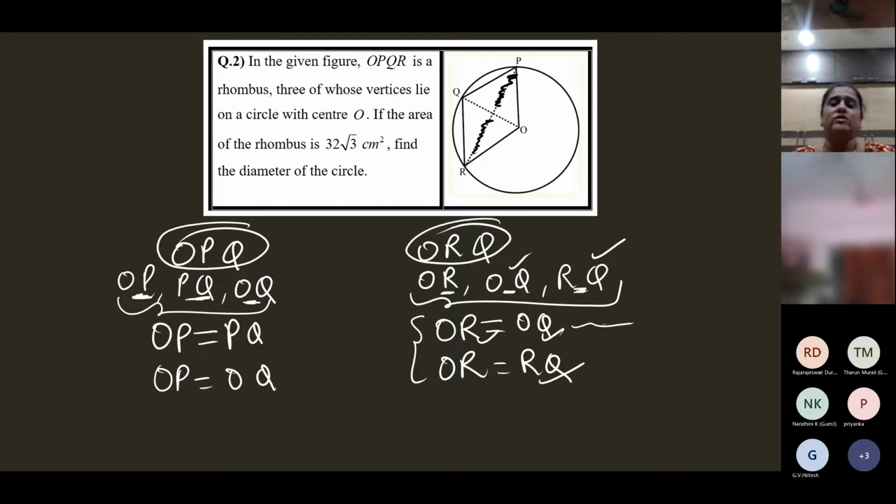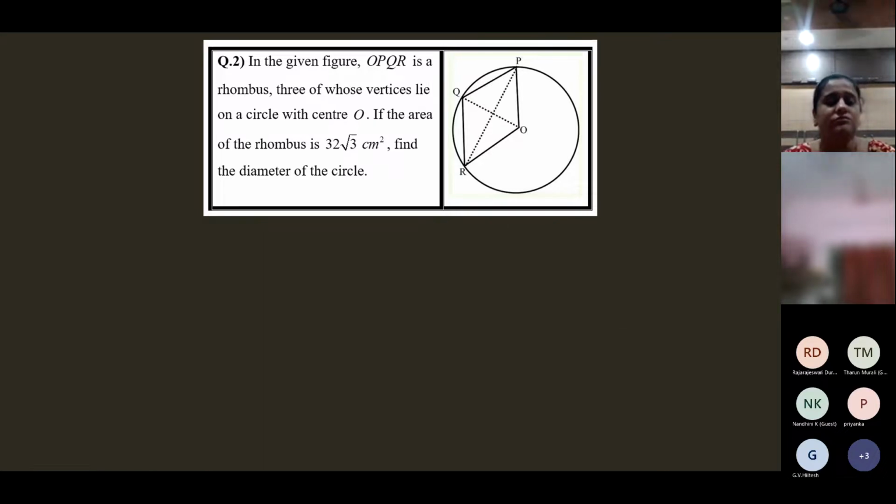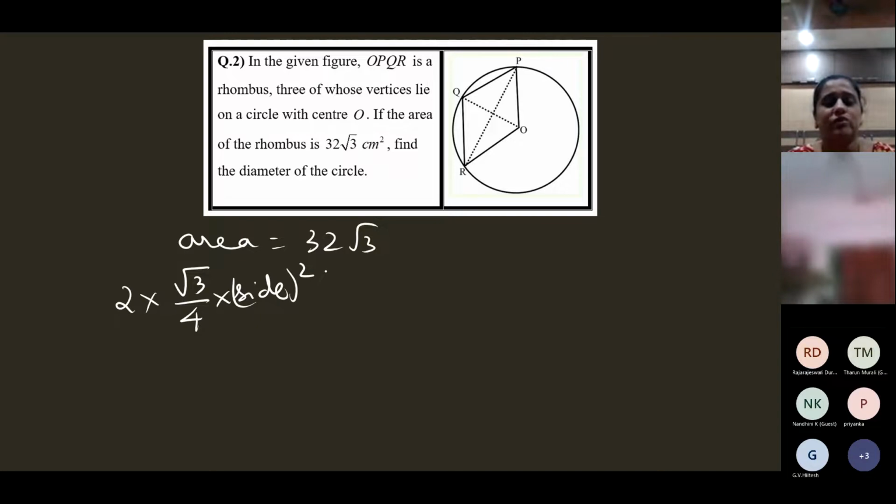Okay, so now we have proved that the rhombus OPQR is made up of two equilateral triangles with respect to the diagonal OQ. So we are now good to go. Now we know that the area of the rhombus is 32 root 3. But the rhombus is made up of two equilateral triangles. Area of one equilateral triangle is root 3 by 4 into side square. So two triangles like this: 2 into root 3 by 4 a square.